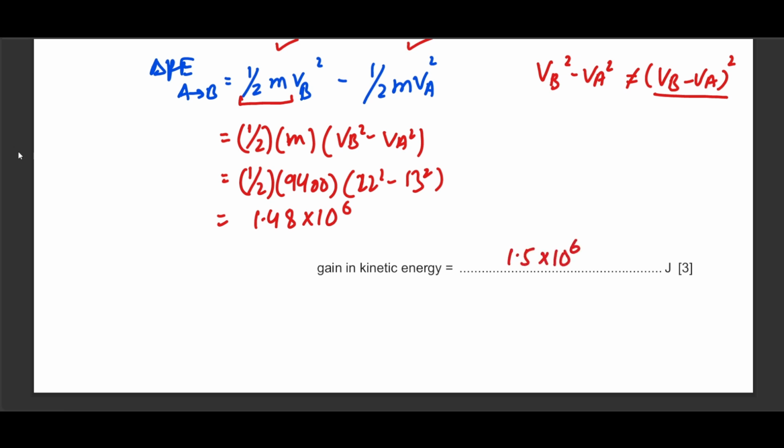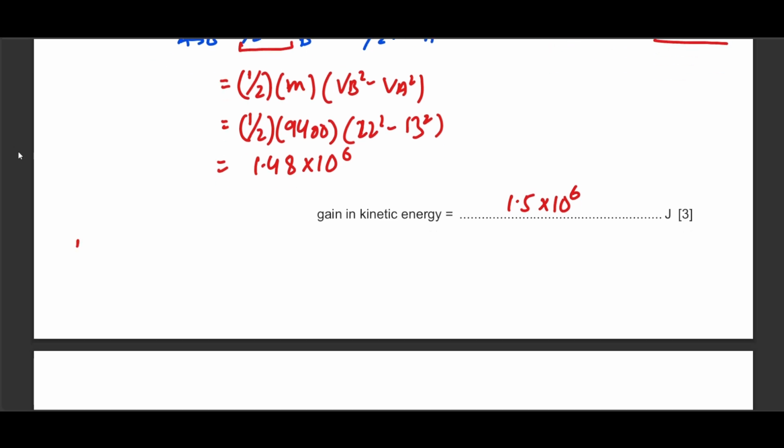There's another way to look at this, and that is from the work done perspective, which is force into distance, and instead of force we can use ma multiplied by d. Mass is 9400, acceleration was 0.88, and the distance covered in the whole process was 180. You will get the same answer doing this procedure as well.